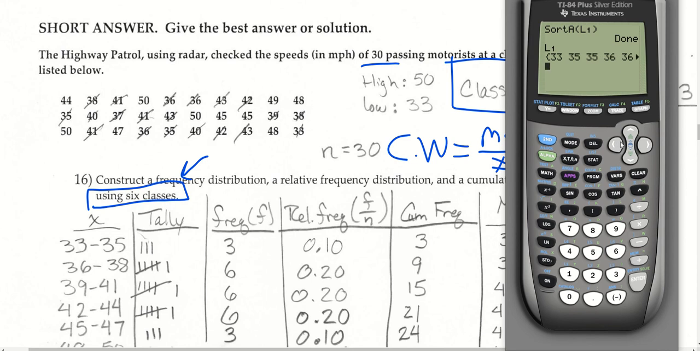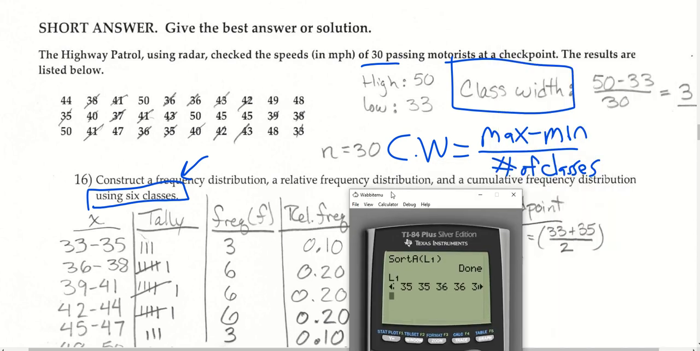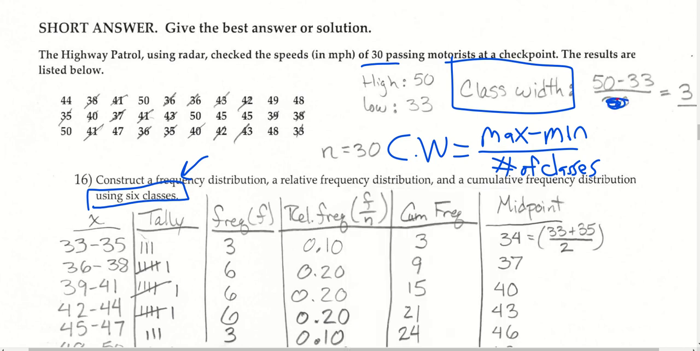From there, once it's sorted, it should make it easier for us to see the small value. The minimum is 33. And if I scroll all the way to the right, we will see that the maximum value is 50. With 6 classes, the class width is going to be 50 minus 33 divided by 6.